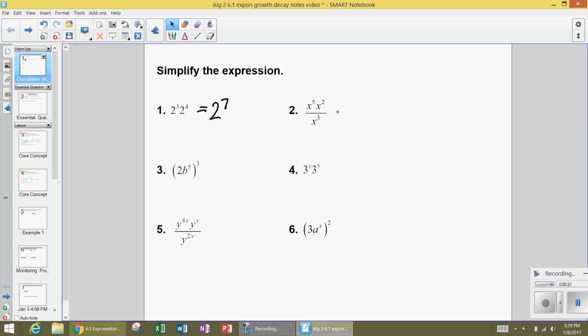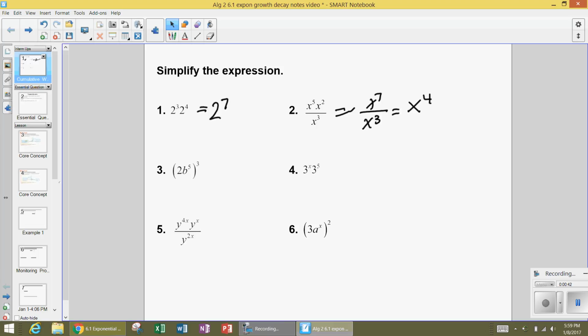Question number 2, we have x to the 5th times x squared all over x cubed. So for this particular problem, it's going to be x to the 7th over x cubed. So where do you have more x's, top or bottom? You have more x's on the top by 4.